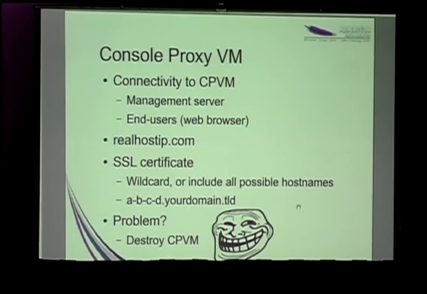It's not a dummy domain, we're running it so that you can use SSL. The console proxy VM ships with a wildcard SSL cert, so you can go to abcd.realhostip.com and have an SSL secured connection. It's not that secure, because we're shipping a product with the private key, so you probably want to change it. But it's just there.